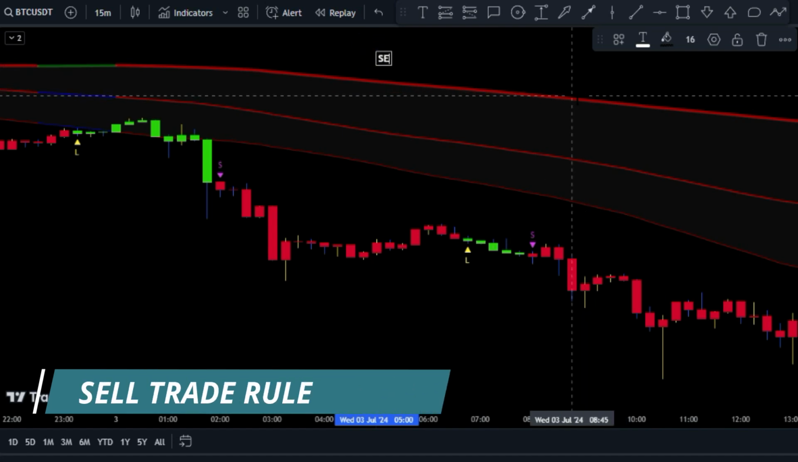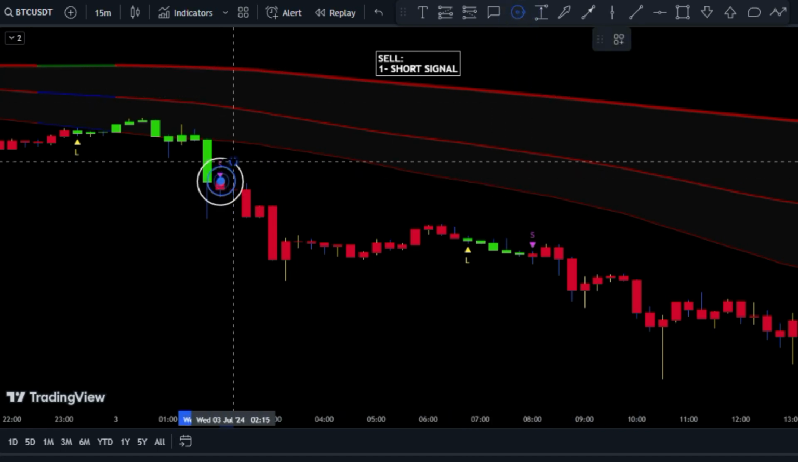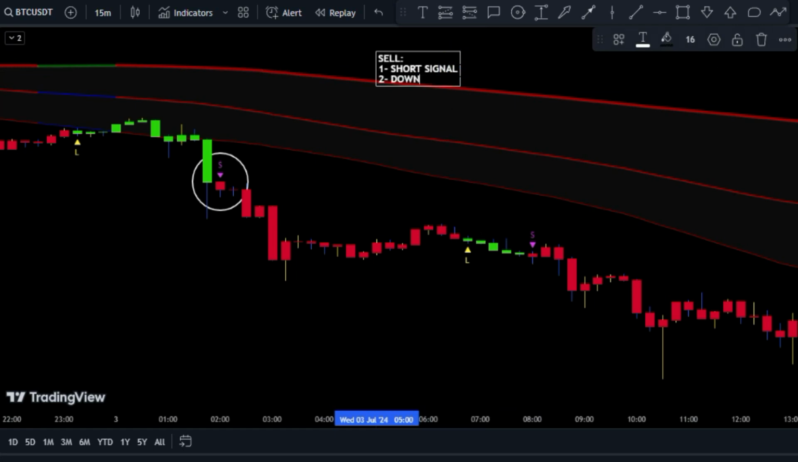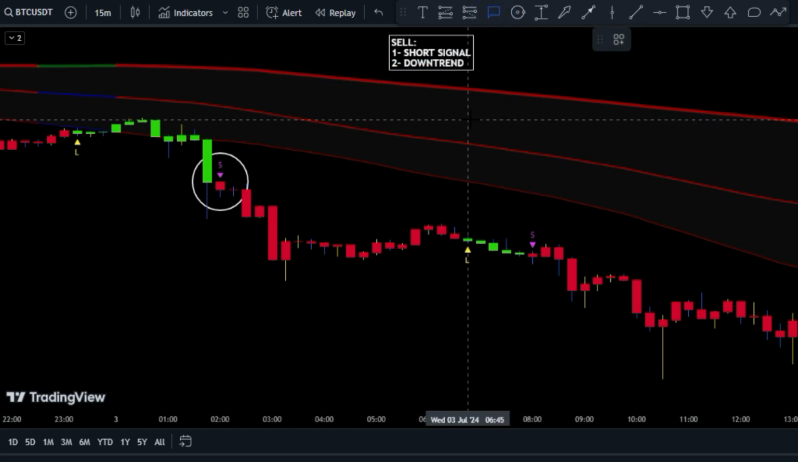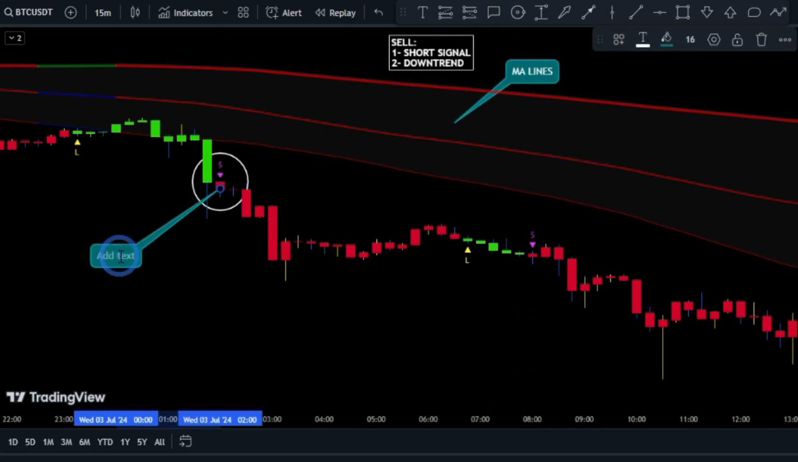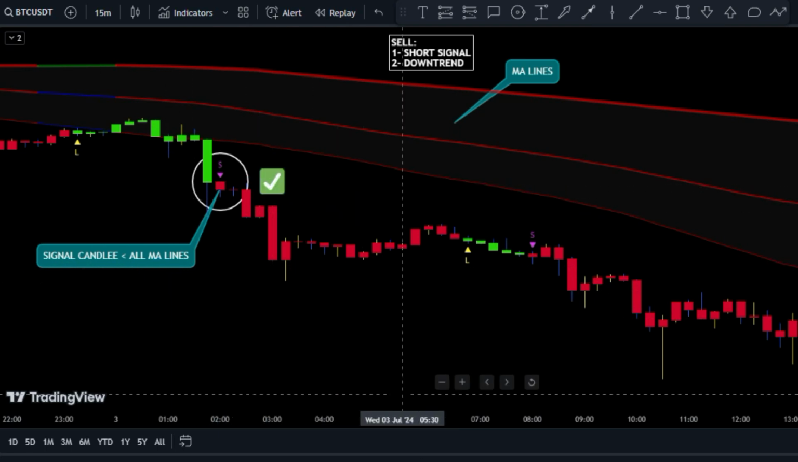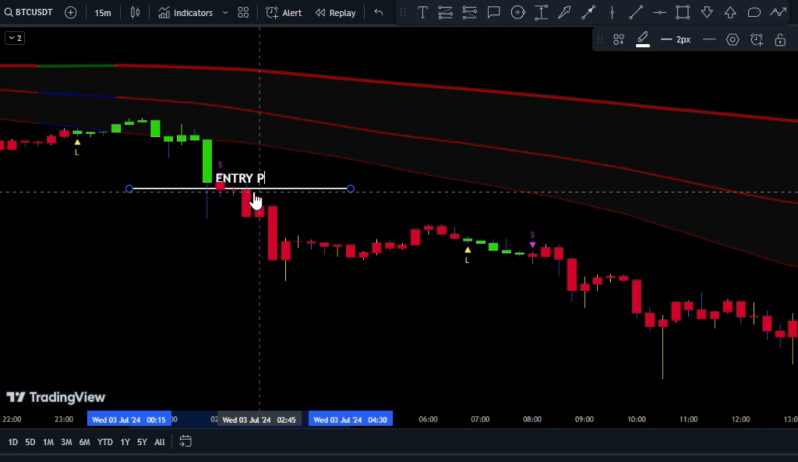And to execute sell trades using the strategy, follow these steps. First, look for a sell signal, an S printed on the chart by the STD Filtered indicator. Next, confirm that you're trading in the same direction as the downtrend. Check that all the moving average lines and the signal candle's close price are below all the moving averages. So, if you see a sell signal and the trend is pointing downward, you can confidently enter the sell trade.